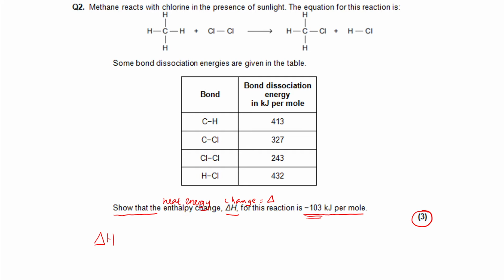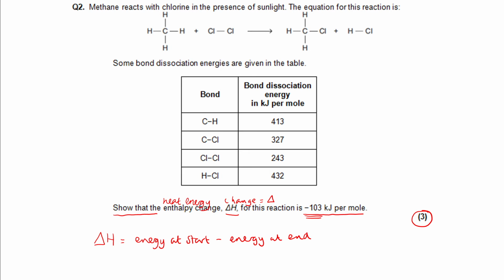And delta H is equal to the energy at the start minus the energy at the end. Now that would be a sensible way of working out change in energy. And we could also be a bit more precise and say the sum of the bond energies of the reactants at the start minus the sum of the bond energies of the products, but we can just be simple and say energy at the start minus energy at the end. That is fine. If we were doing A-level, we'd want to be a bit more specific. So let's have a look at the information that we have.